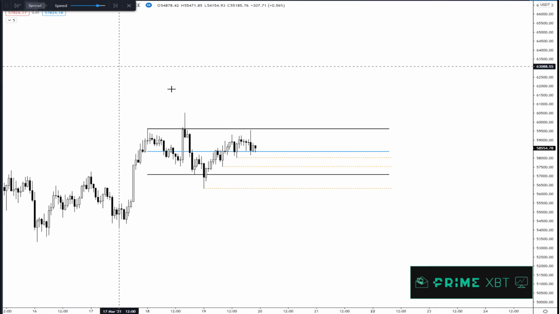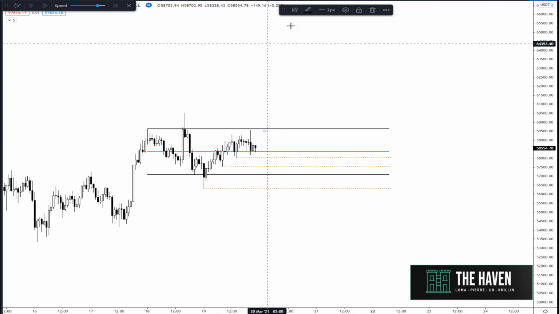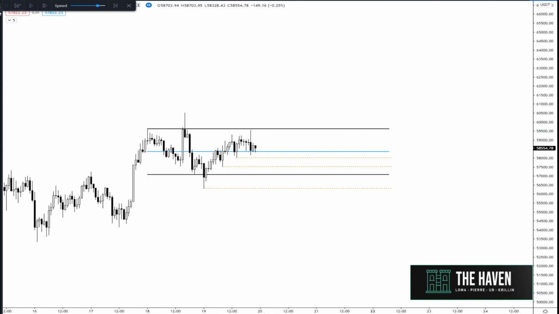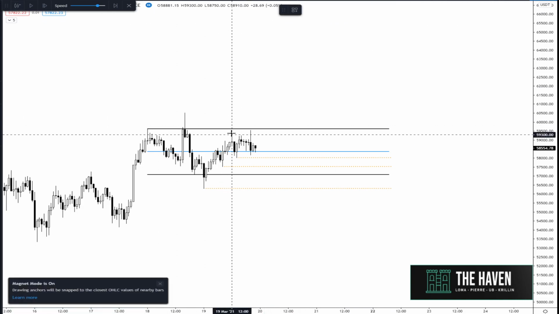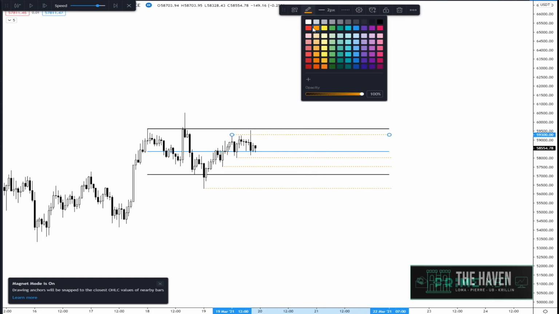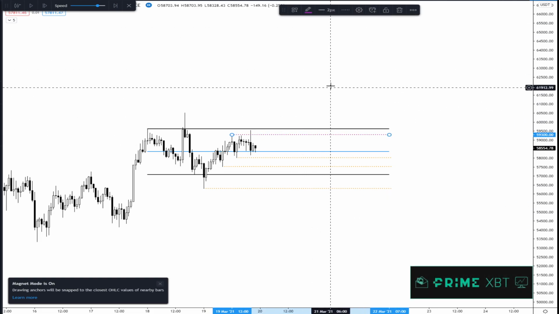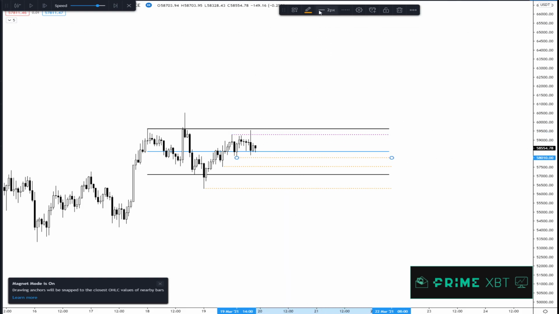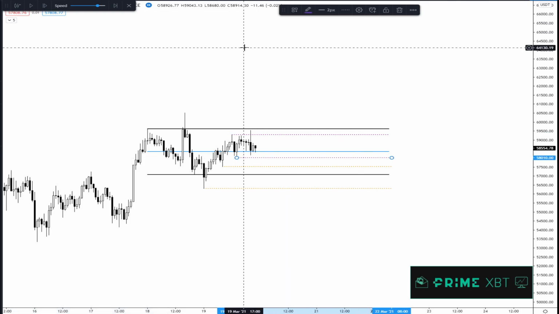Nothing going on here. Swept the highs right there. Look at that strong reaction from the highs. So if you really wanted to, you could make a little mini range right here. So I'll change the colors for you a bit so you can see it. We'll go purple. So this could be like your mini range, right?